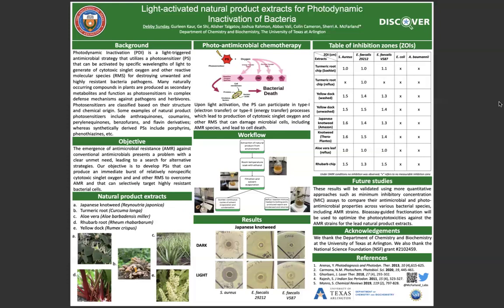The natural product extracts used in this study include Japanese knotweed, turmeric root, aloe vera, rhubarb root, and yellow dock. While most of these natural products were selected at random, some of them, such as Japanese knotweed, were selected with the pre-existing knowledge that they contain photosensitizers.